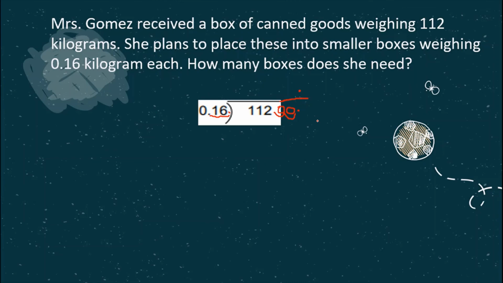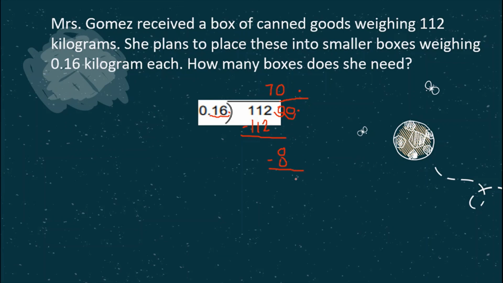How many 16s can we find in 112? We have 7. 7 times 16 is exactly 112. 112 minus 112 is 0. Bring down 0. 0 divided by 16 is 0. 0 times 16 is still 0. 0 minus 0 is 0.